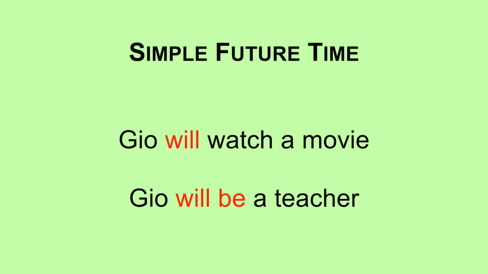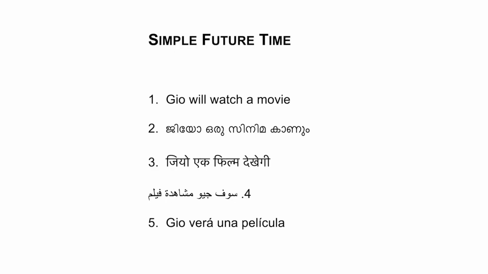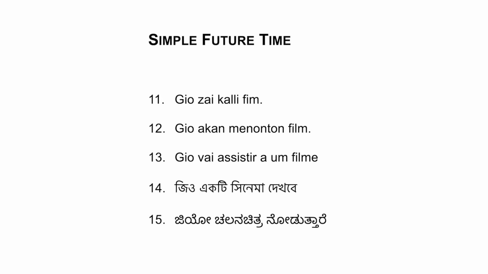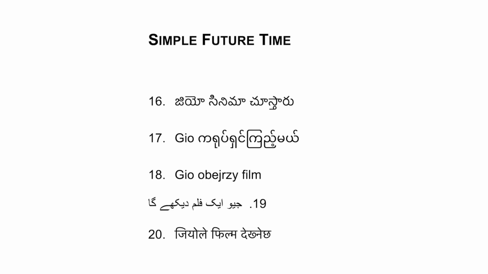What is the example for simple future time? Gio will watch a movie. Gio will be a teacher. What is the meaning of simple future time? We all learned about the active forms of tenses.